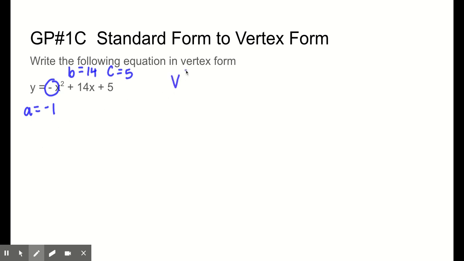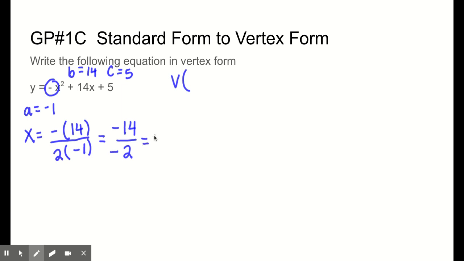We have to find the vertex, so we have to use the vertex formula. X equals negative B divided by 2 times A. That's negative 14 divided by negative 2, which gives us a positive 7. From there, we have to plug the 7 back into the original equation for x so that we can find the y value of the vertex. So we're going to substitute 7 in for x.